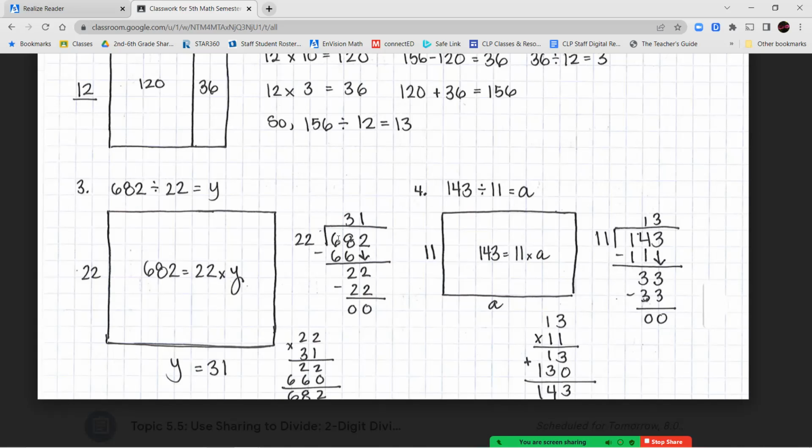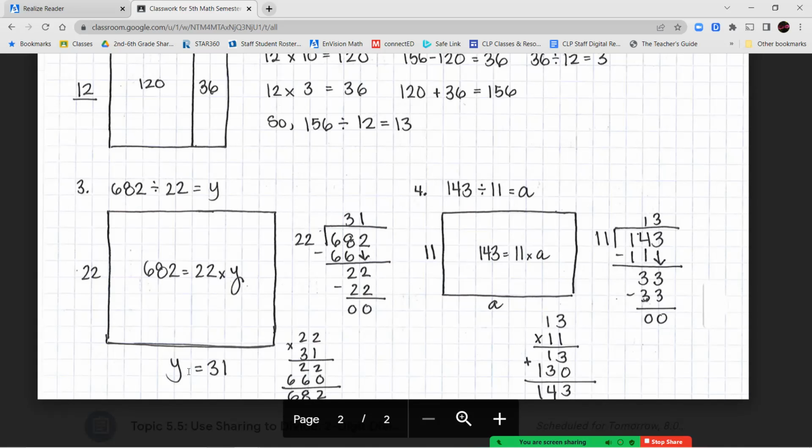So there's no groups of 22 in 6, but there's 3 groups of 22 in 68, right? 22, 44, 66. So 22 times 3 gave me 66. I subtracted the 66 from the 68, and I was left with 2. Then I dropped my next digit, and I had 22. Well, I know there's one group of 22 in 22, so I subtracted that off, and I was left with a remainder of 0. 682 divided by 22 gave me a quotient of 31.